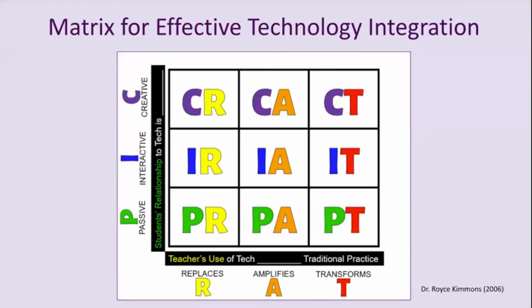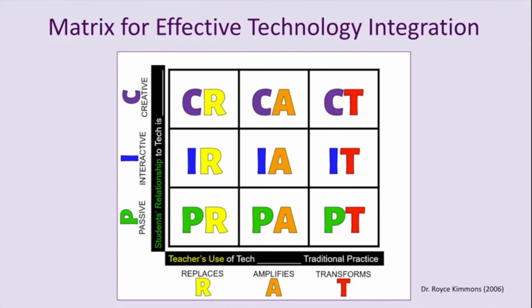This all comes from something called the PICRAT matrix, developed by Dr. Royce Kimmons, for educators to analyze their use of technology. And you'll notice on the left, on the y-axis, is the PIC. Students, are they being passive, interactive, or creative? So the first thing to do is think about the students' actions and place them on that axis. And then the second thing is to look at that x-axis and to think about how you are using it.